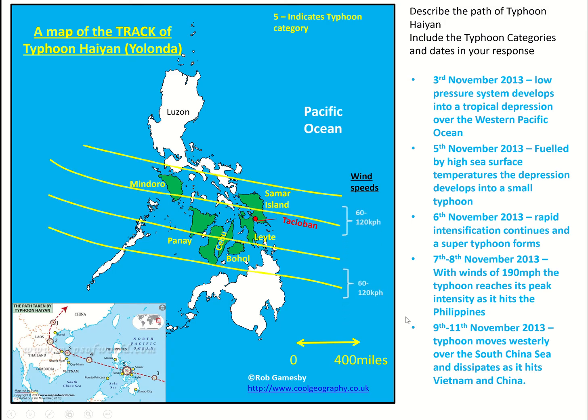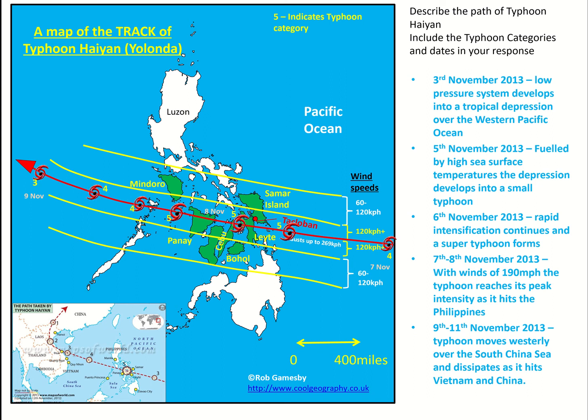So here we can see the path of the hurricane, the fastest wind speeds through that central belt there where the red line goes. And you can see on the 7th of November it was Category 4. By the time it reached the Philippines Islands, it was a Category 5. You can see Tacloban there. On the 8th of November, and then Category 5 again, and when it left the Philippines it became a Category 4. By the 9th of November, still a big event, a Category 3, but it had declined, and then it dissipated as it moved over towards Vietnam and China.